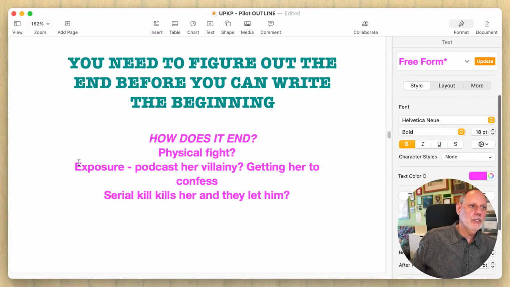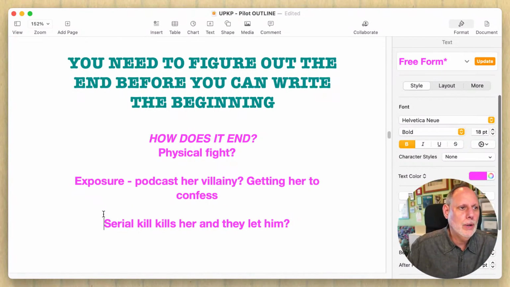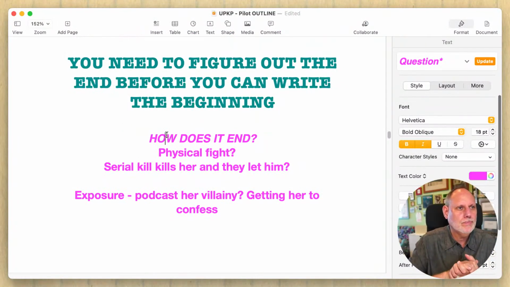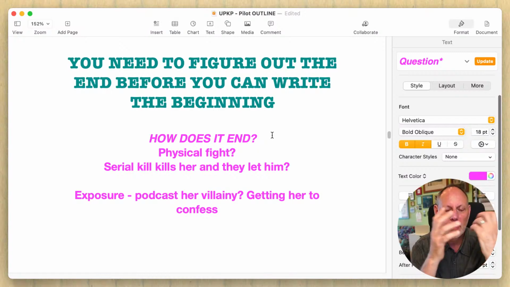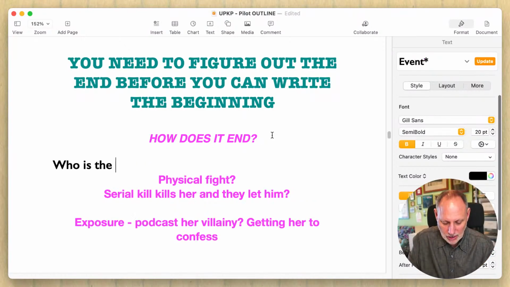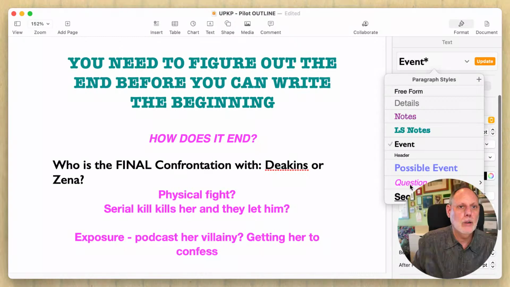So what we've got here is actually two. There's really two ways to go here. So the choice is, does it end with a physical fight, or, well, there's two threats. This is the interesting thing. We have Xena, who actually murdered George, and we have the serial killer Deakins. They've got two threats. Who is the final confrontation with, Deakins or Xena? This is a big thing.